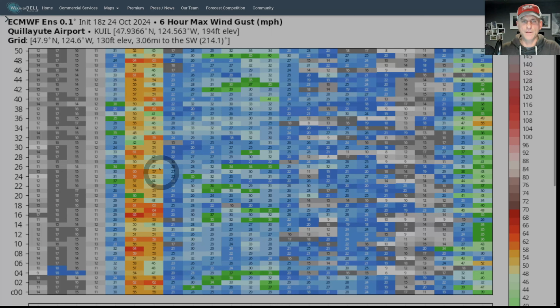Now let's wrap it up with this. This is Quileute Airport on the Washington coastline. This is the 18Z European. When you're looking at this, this is 6-hour max wind gust, by the way. You can see this pretty quick. You know that it's going to get windy on the Washington coastline here. All 50 ensemble members basically have 50 mile per hour gusts or higher, except just a select few have, I think, 48 and 49. So you're in for a windy period here.